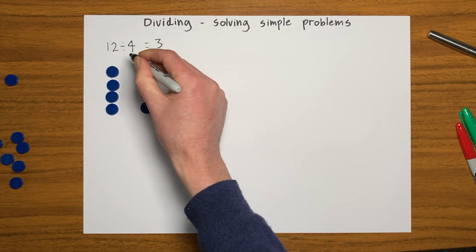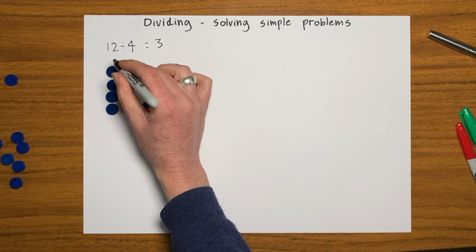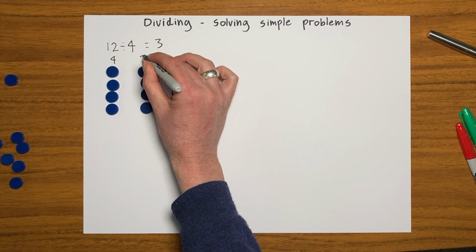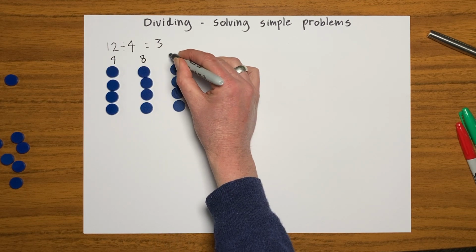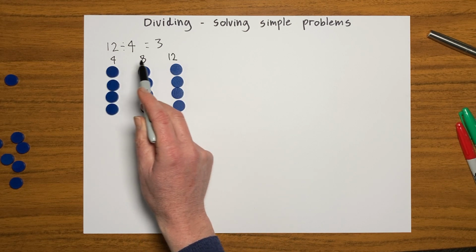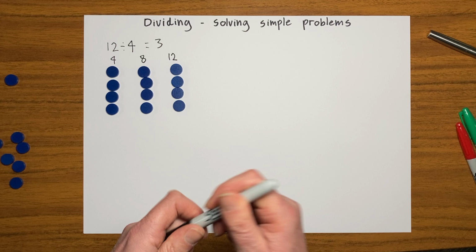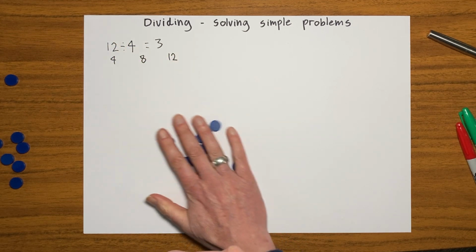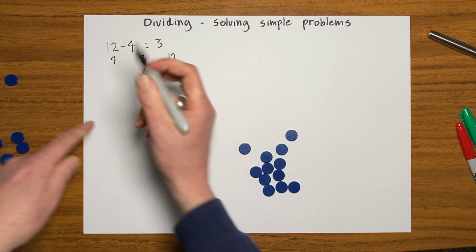And what I can do is count up in 4s. So I've got 4, another 4 is 8, and another 4 is 12. And so I counted up 1, 2, 3 times. And I can use this over and over again, and it works really, really well. So let's try another one.